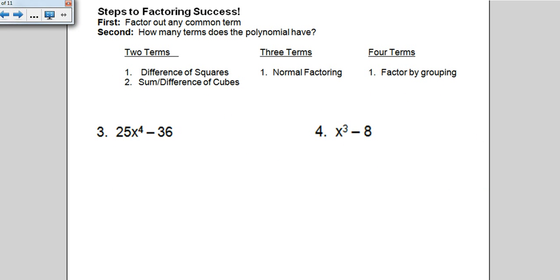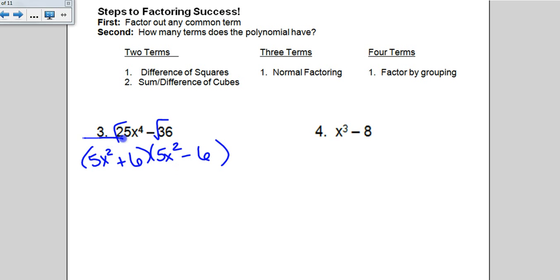Okay, number 3, there are no common terms. And since it's 2 terms, I have to decide whether it's squares or cubes. Well, I'm looking at my numbers and I'm thinking these are squares. So remember, the difference of squares is that really easy pattern where you just square root both of them. So the square root of the first and the square root of the last. So let's see, that would be 5x squared for the first. And then one's a plus 6 and one's a minus 6. Now you have to be a little careful in this lesson because sometimes this term will factor again if it's another difference of squares. Since this one doesn't, we're done.